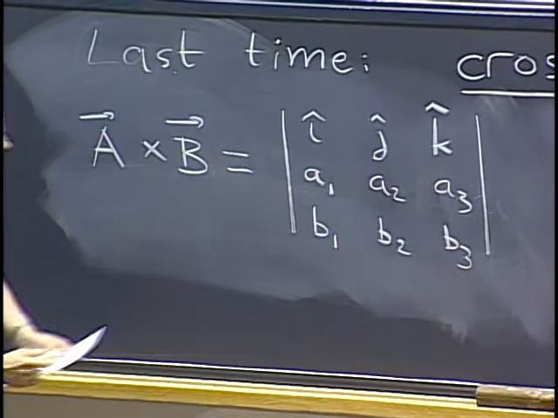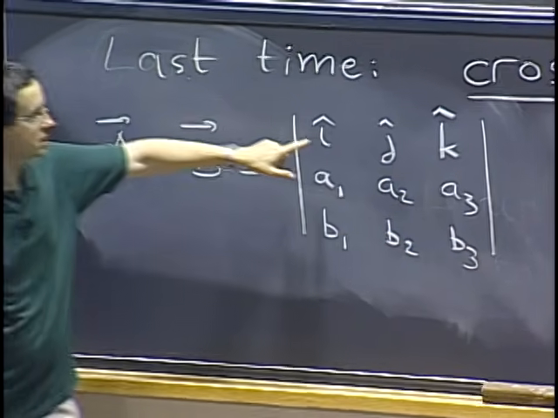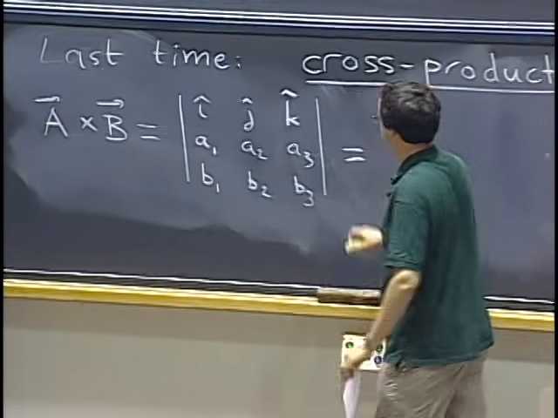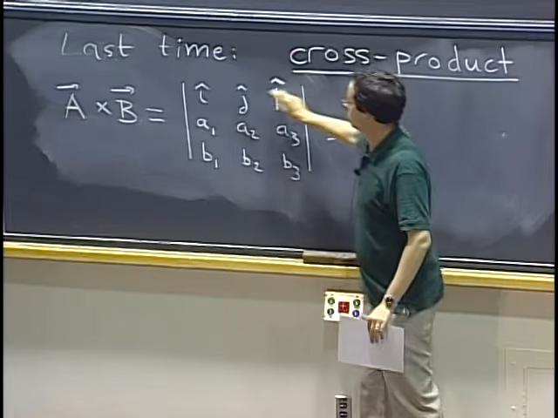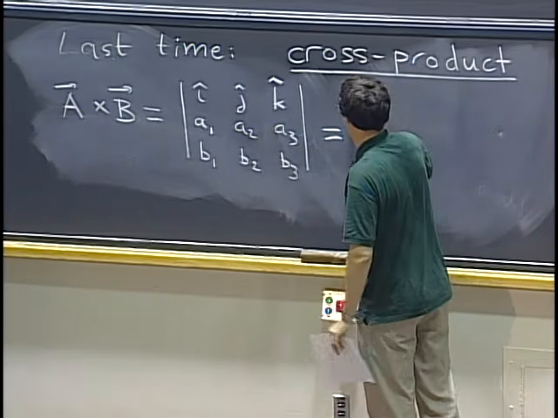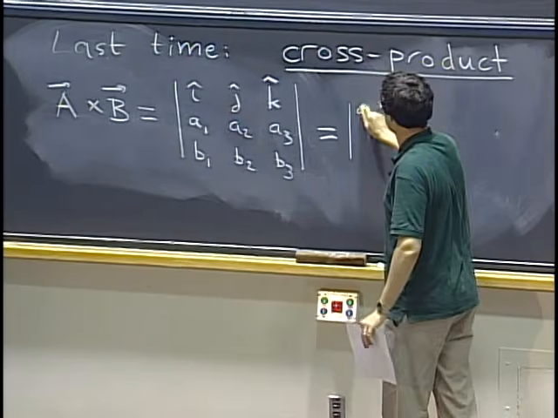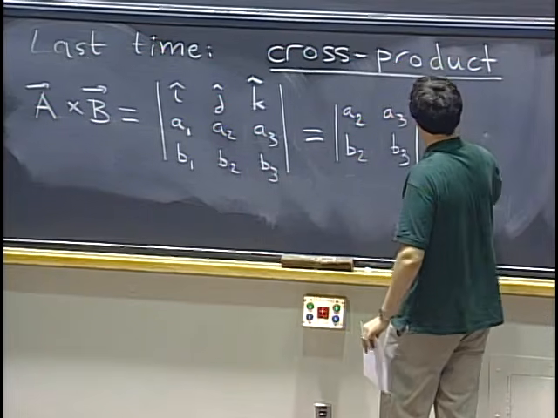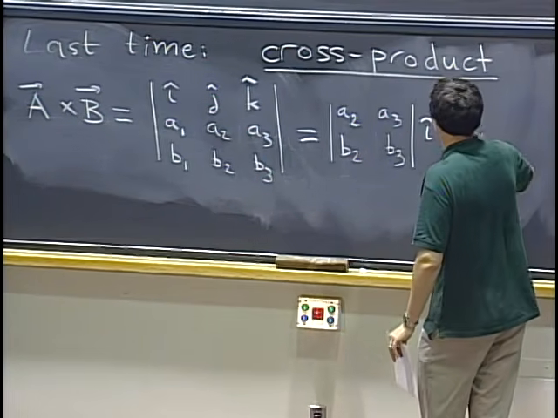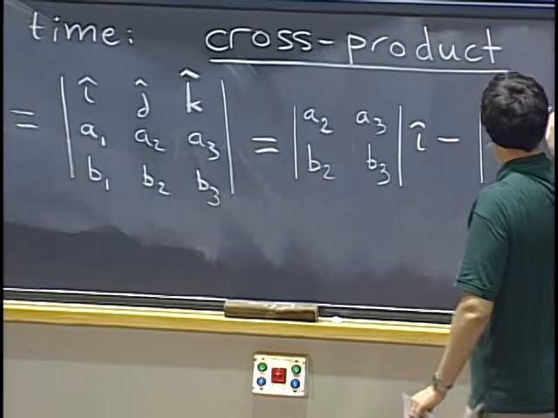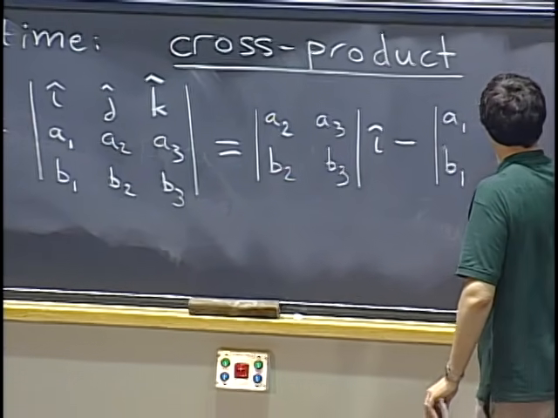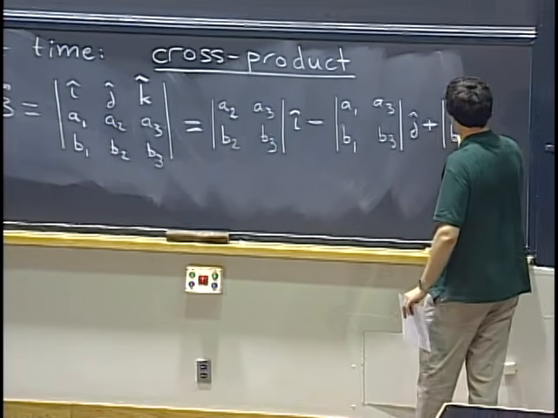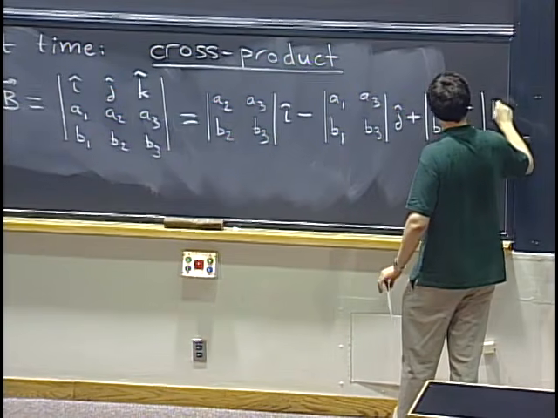This is not an actual determinant because these are not numbers, but it's a symbolic notation to remember what the actual formula is. The actual formula is obtained by expanding the determinant. So we have this smaller determinant, A2, A3, B2, B3 times i hat, minus determinant of A1, A3, B1, B3 times j hat, plus determinant of A1, A2, B1, B2 times k hat.